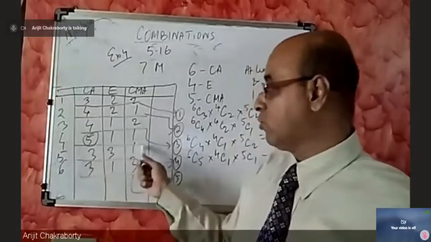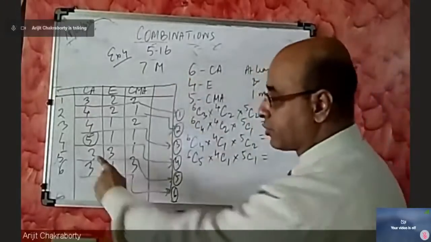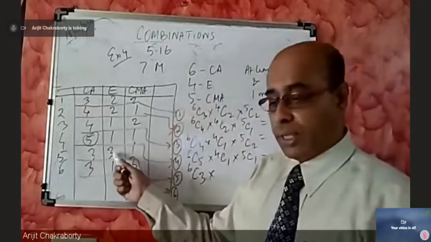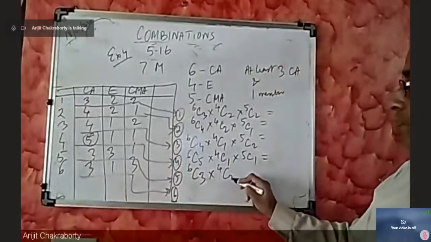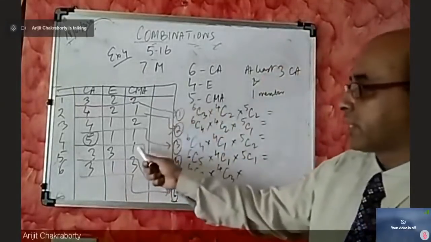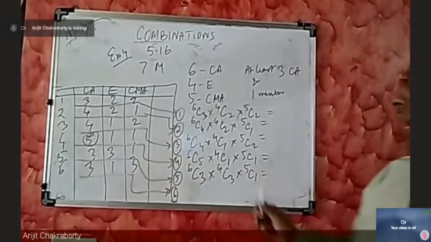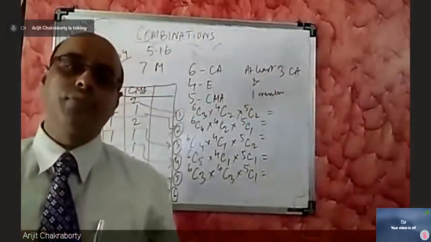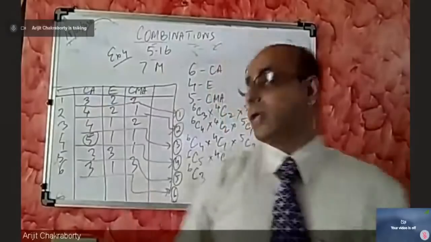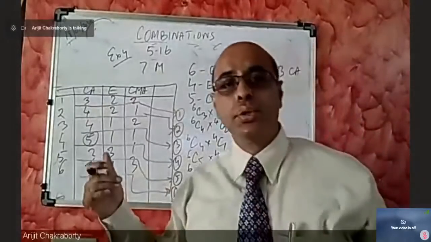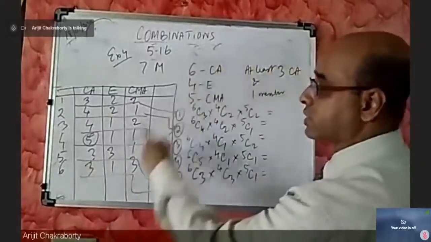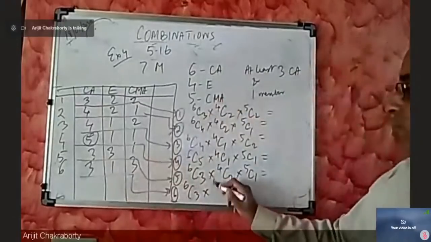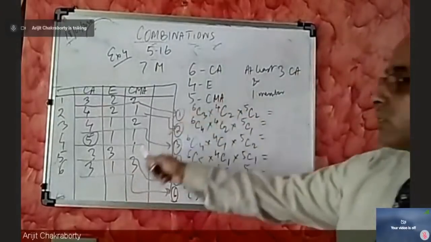Fifth case, 331. You have 6 chartered accountants, here you are taking 3. So 6C3 into 4 economists, you are taking 3 out of them. So it is 4C3 into 5 cost accountants, you are taking 1. So 5C1. And finally the last one, 313. The combination is 3 chartered accountants, 1 economist and 3 cost accountants. So if you calculate this one, it will be 6C3 into 4C1 into 5C3.